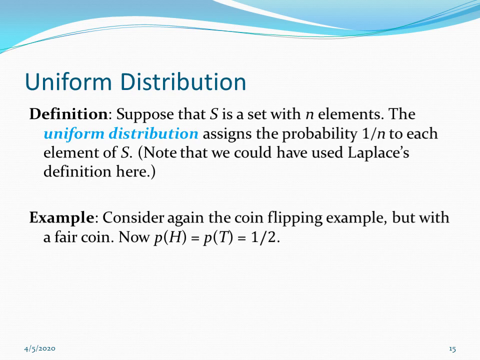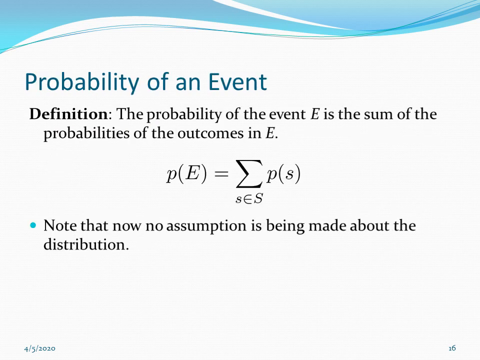Let's consider again the coin flipping example. A fair coin is an example of a uniform distribution. The probability of heads equals the probability of tails, equal to 1/2.